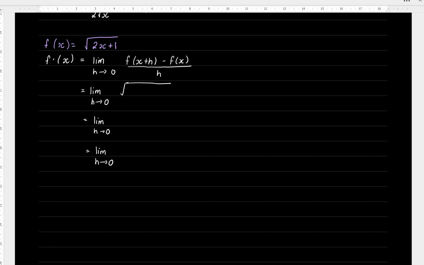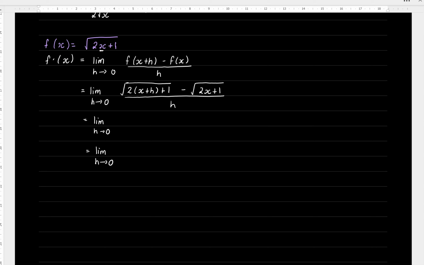Okay, so wherever the x is here, we're going to replace it with x plus h. So it becomes 2 times x plus h plus 1, still underneath the square root, minus f of x, which is 2x plus 1, all over h.